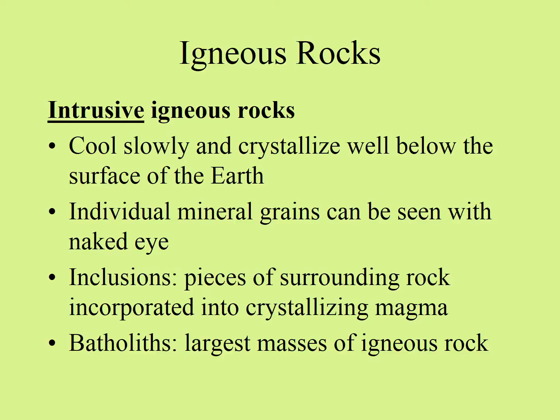So if you have magma that's coming up through a number of different rock layers, it might break off pieces of those rocks and they become inclusions in the intrusive igneous rock that's left behind. If you want to look at very large intrusions, you can get what's known as batholiths, and these are the largest masses of igneous rocks in our crust.